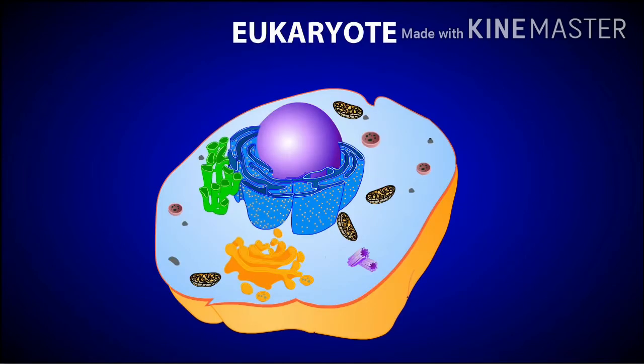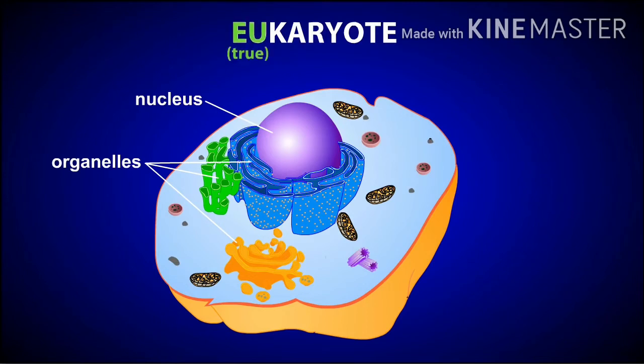In contrast, eukaryotic cells contain a membrane-bound nucleus and other membrane-bound organelles. The name eukaryote also gives a hint about its structure. Eu means true, and remember that karyote means nucleus, so in essence the word eukaryote means true nucleus. Eukaryotic cells are larger and much more complicated than prokaryotic cells. However, they do share a few things in common with prokaryotes.